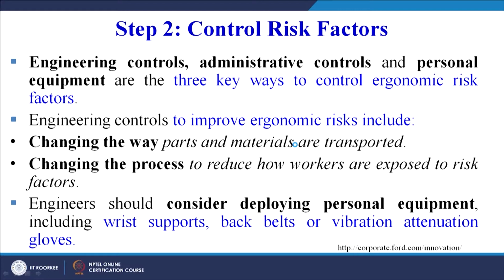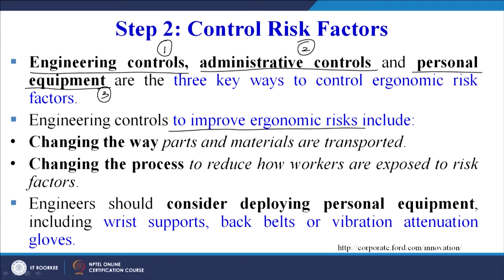Now, what are the three types of controls, which are clearly given on your screen? The first one is the engineering control, the second one is the administrative control, the third one is the personal protection equipment or personal equipment. Now let us see them one by one. Engineering controls to improve ergonomic risks include, now what are the engineering controls which can help us to improve the ergonomic risk, or we can say reduce the ergonomic risks, since improving may not be the right word.